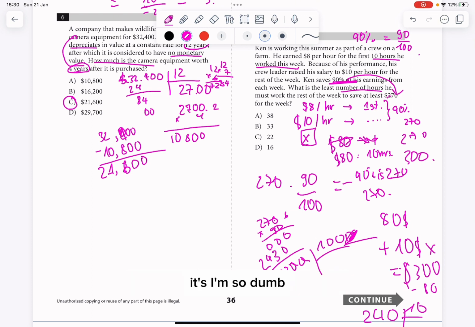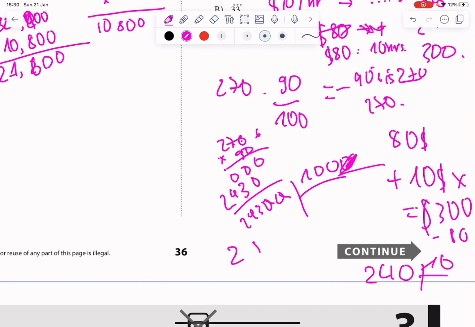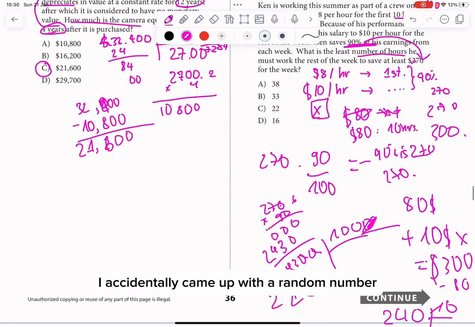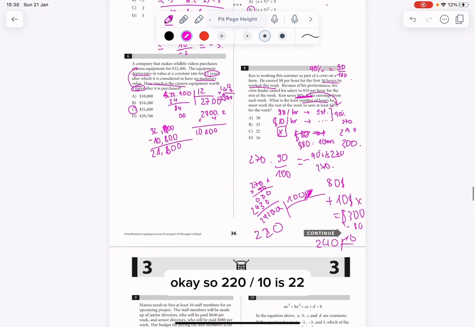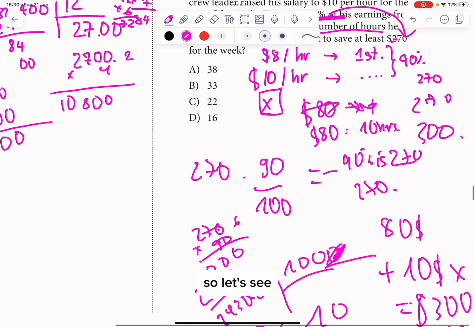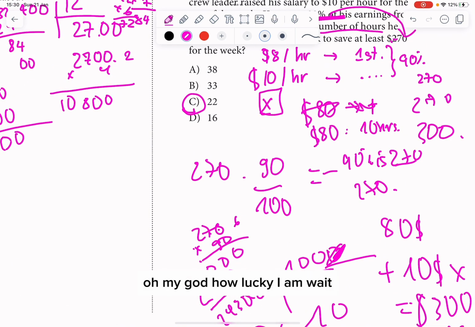Oh, I'm so dumb. Actually, wait a minute. I accidentally came up with a random number and then it turned out to be the correct answer. Oh my god, I could not believe my luck. How is that even possible? Okay, so 220 divided by 10 is 22. So it's C. Oh my god, how lucky I am.